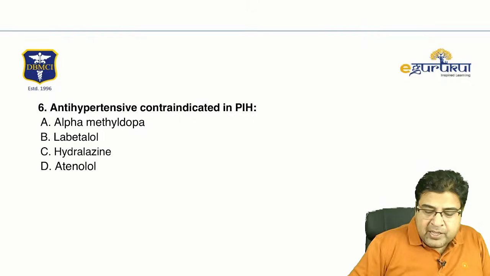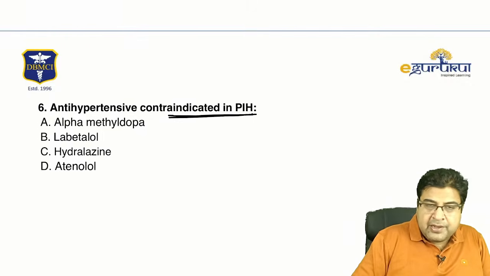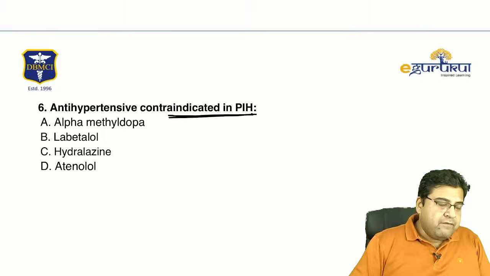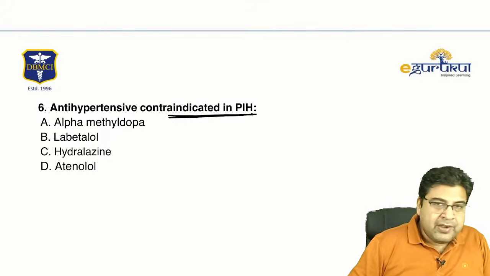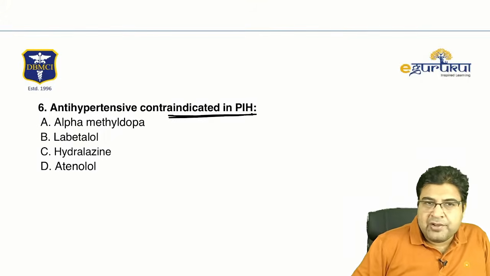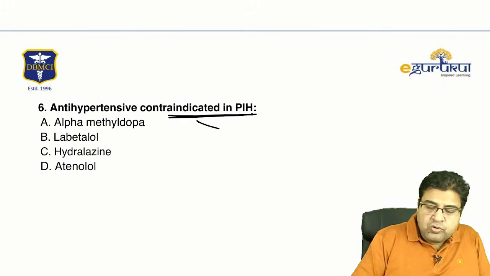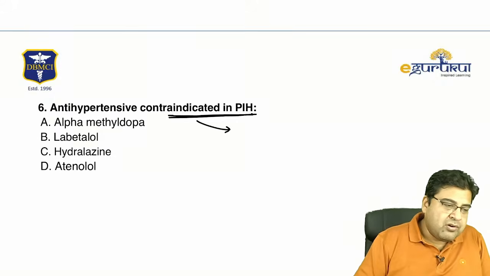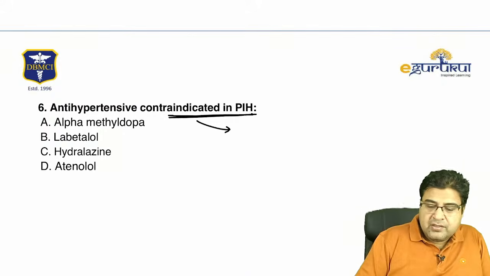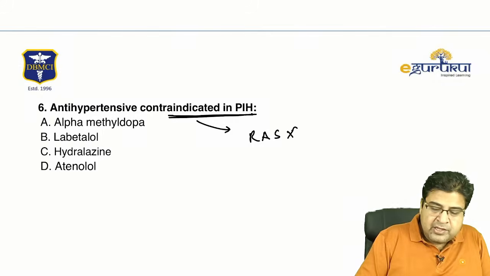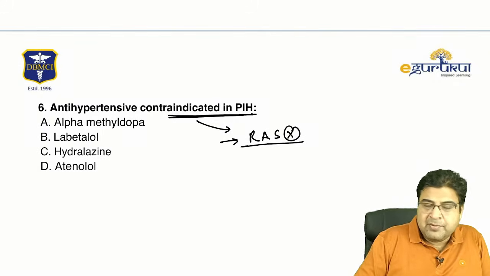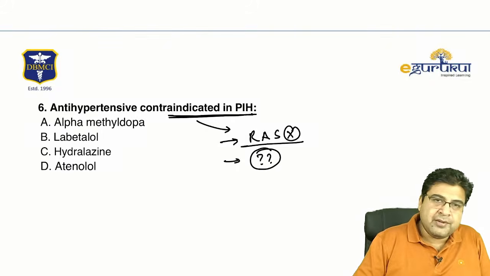Now, antihypertensive contraindicated in PIH. Which antihypertensive is contraindicated in PIH? So we have already covered that there are two groups of antihypertensives which are contraindicated. One is the medicines that inhibit the RAS pathway, the renin-angiotensin pathway, like ACE inhibitors and ARBs. And we have also covered one more group of medicine that is contraindicated.